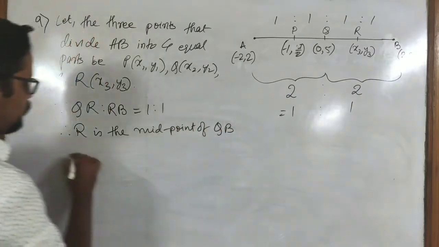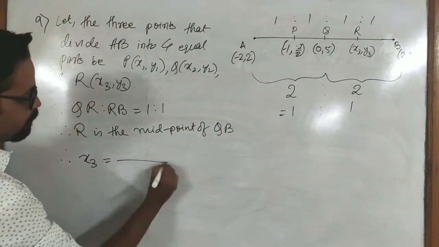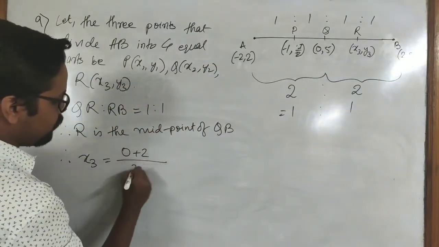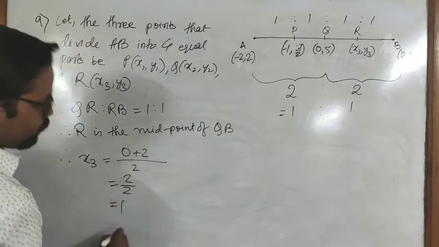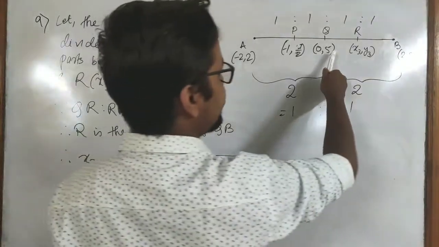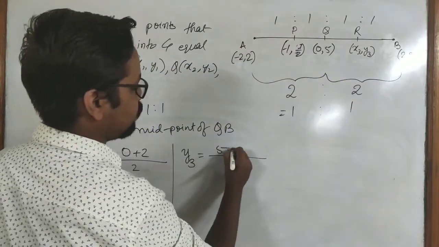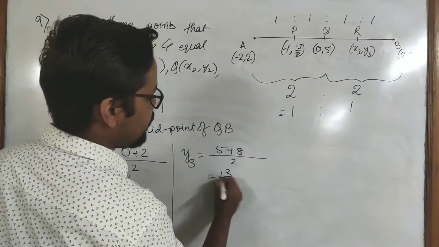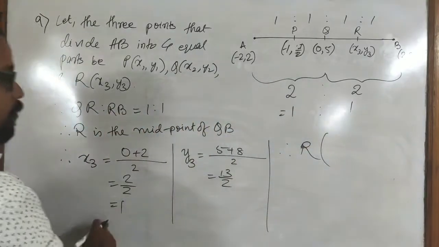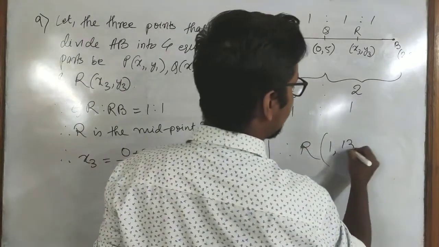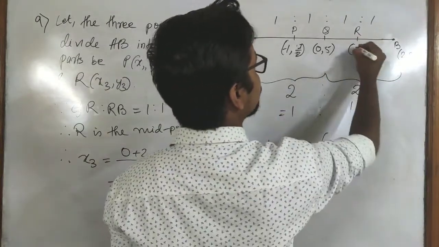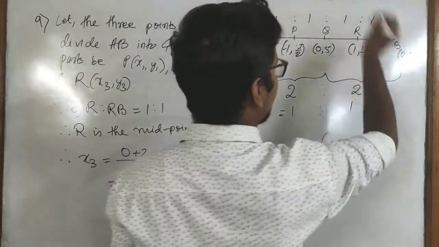QB. So x3 will be, taking the x coordinates, 0 plus 2 by 2, that is 2 by 2, which is 1, and similarly y3 will be, y coordinates, 5 plus 8 by 2, which is 13 by 2. So the coordinate of R comes out to be (1, 13 by 2). Here again we have the coordinate of R, which is (1, 13 by 2).